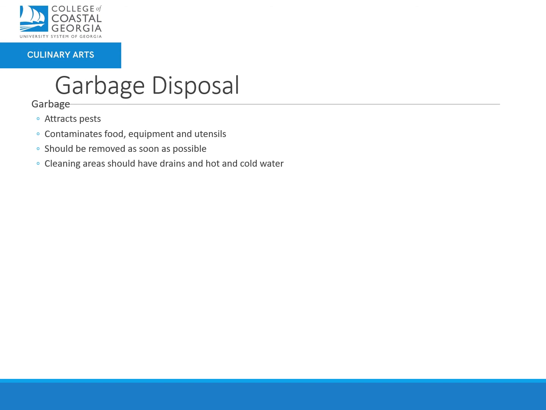Rules about garbage. We just want to make sure that we get rid of it as soon as possible. Having garbage around attracts pests. It's food for vermin. It's food for insects. It has potential to contaminate our food, our equipment, our utensils. And the areas where garbage is disposed of, wherever you keep the trash cans, you have to have an area to clean your trash cans that has hot and cold water. So probably in your loading dock, you have to have a facility somewhere where you can clean your garbage cans, and it has to have hot and cold water. That's required.